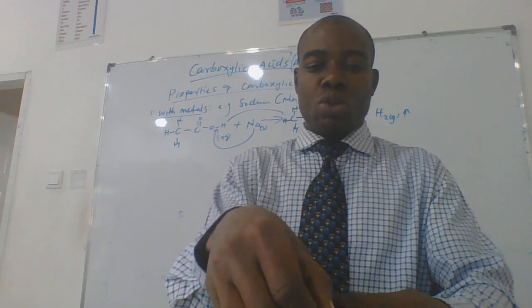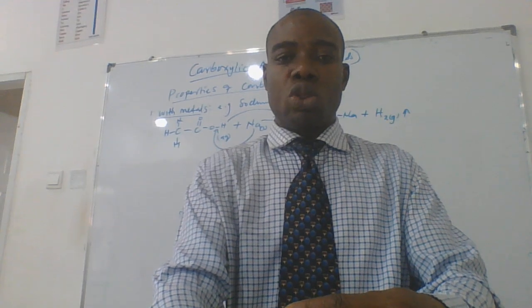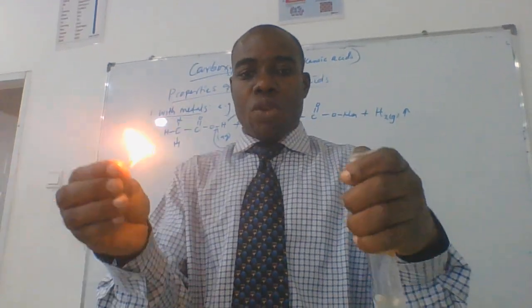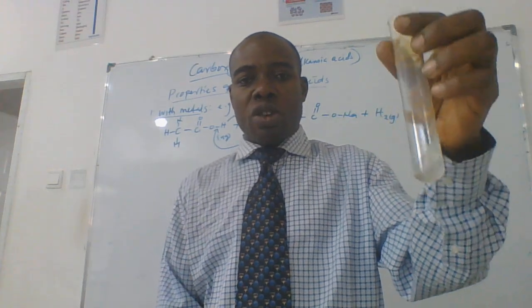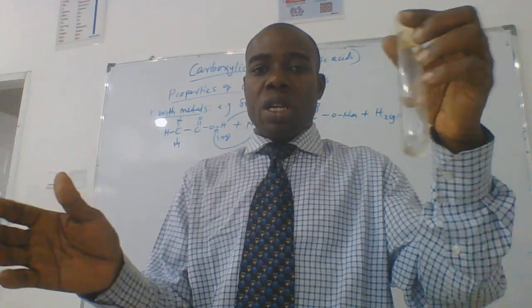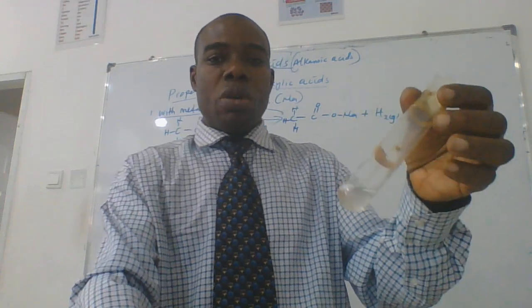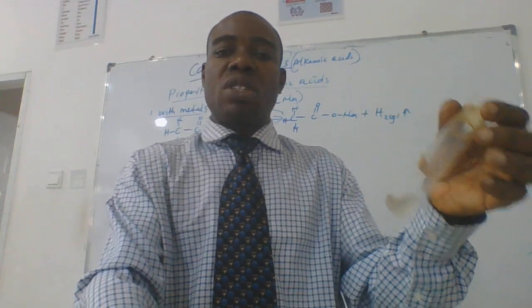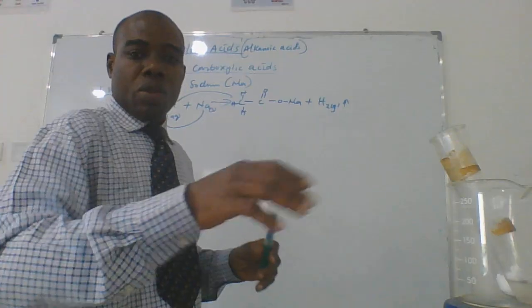So that the gas will not escape, that's why I have to block the mouth of the body. Here we go. That shows that hydrogen gas is produced from the reaction of ethanoic acid with sodium. It's a metal in group 1 of the activity series.